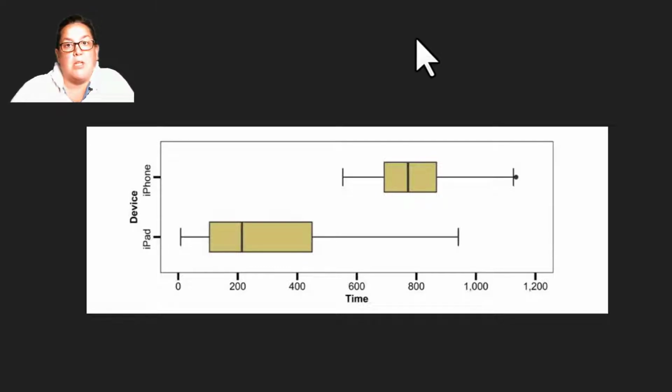Today we are going to be talking about comparing groups, or by-group summaries. You can do this in a variety of ways. You could look at numeric summaries or you could look at graphical displays. Today we're going to focus on graphical displays.